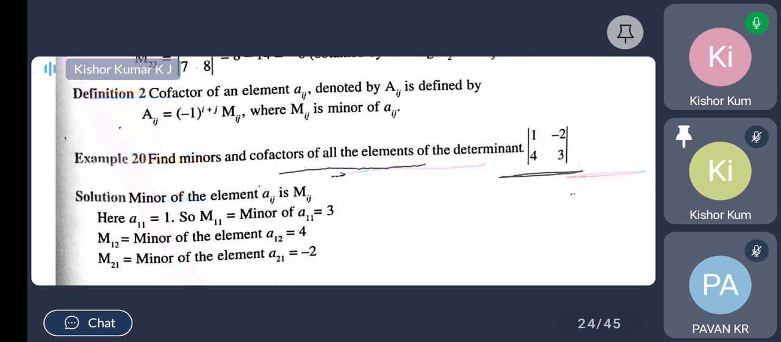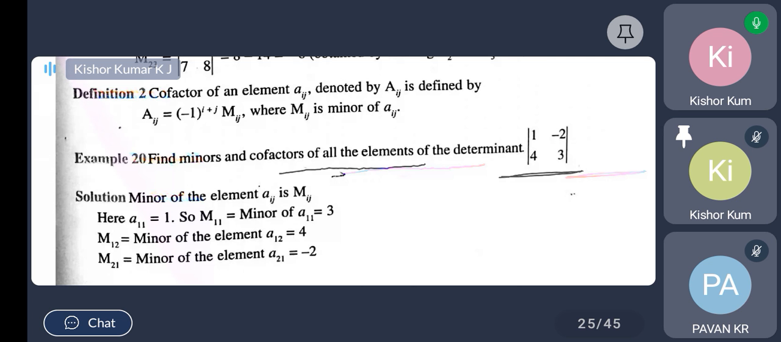So in this example, you can observe they did not mention any one particular element. You should calculate minors as well as the cofactor for all the elements. Whatever elements you have, for all those 4 elements, you should calculate the minors and cofactors. So let's go with finding the values of the minors. First, I am going to consider one element at a time.